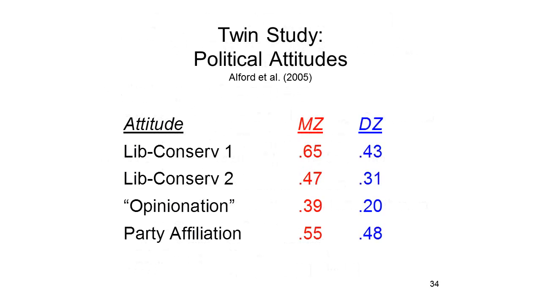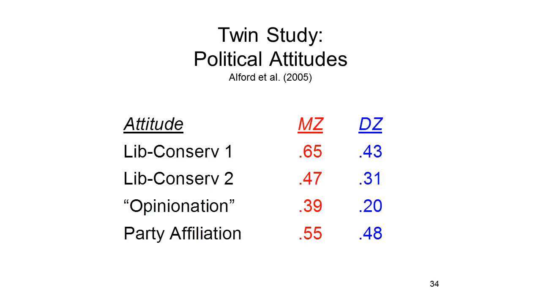Here are the correlations obtained in that study. The survey items were collected into two somewhat different scales measuring liberal versus conservative attitudes. Remember, that's the basic dimension of attitudes, liberalism versus conservatism. Then there was the scale of opinionation, basically the number of items in which the subjects actually had an opinion as opposed to being uncertain. And finally, the subjects were asked about their political party affiliation: Democrat, Republican, Independent, whatever.